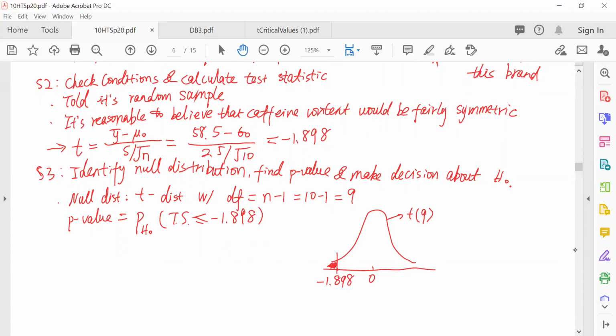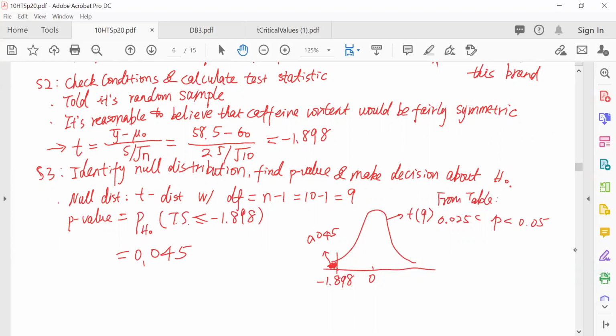If you use the table, from the table this p-value is in between 0.025 and 0.05. If you use StatCrunch, this area is 0.045. So the p-value is 0.045. Now this is our p-value.